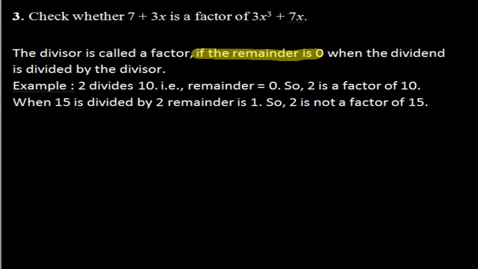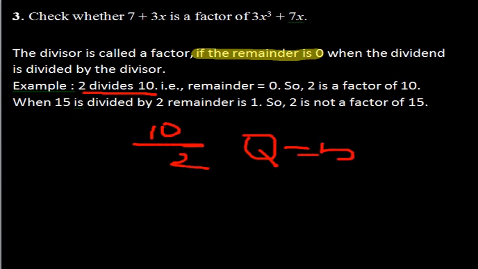I'll go with an example. 2 divides 10. So when I divide 10 by 2, my quotient will be 5 and remainder is 0. Is it or not? Remainder is 0. So this 2 is called a factor of 10.